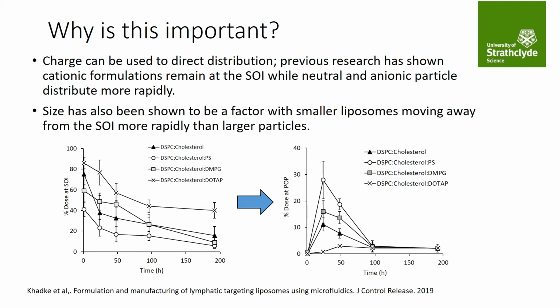However, if we go to our cationic formulation, DSPC cholesterol and DOTAP, we're able to maintain it at the site of injection for far longer. And if we look at the lymph nodes here, the anionics, DSPC cholesterol PS, and the DSPC cholesterol neutrals can be found at the lymph nodes in far greater quantities than the cationics.